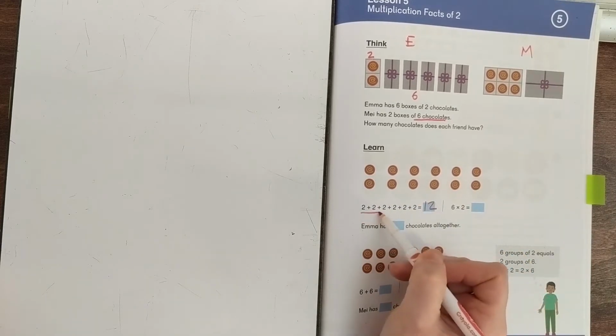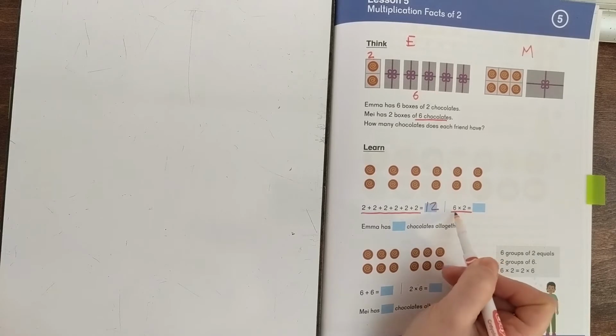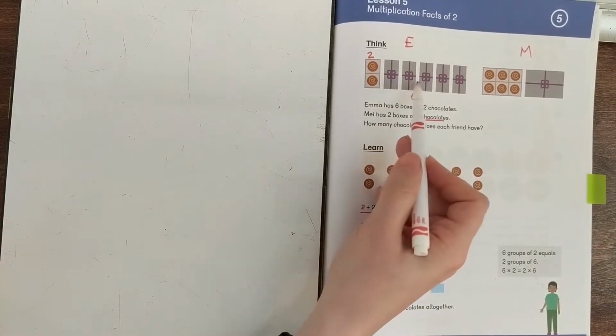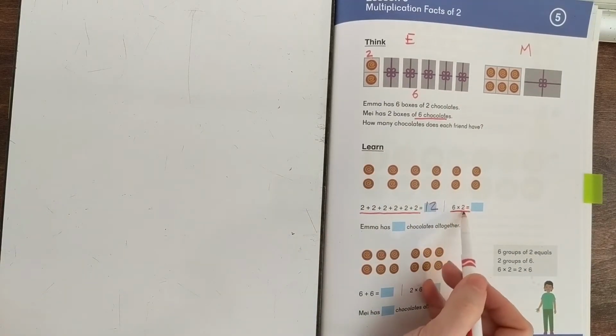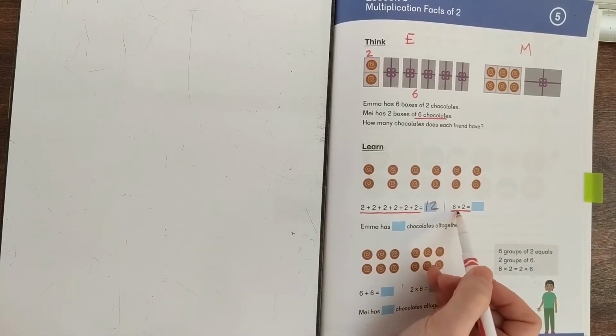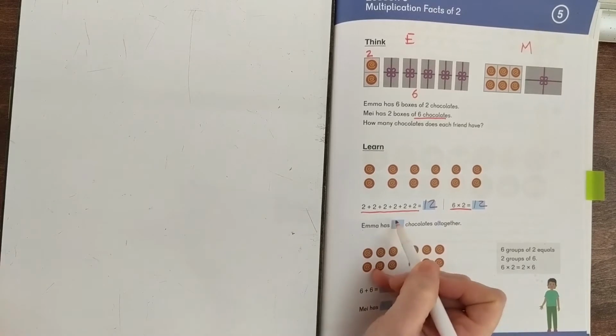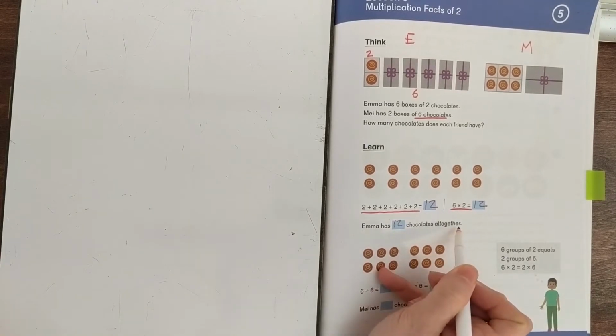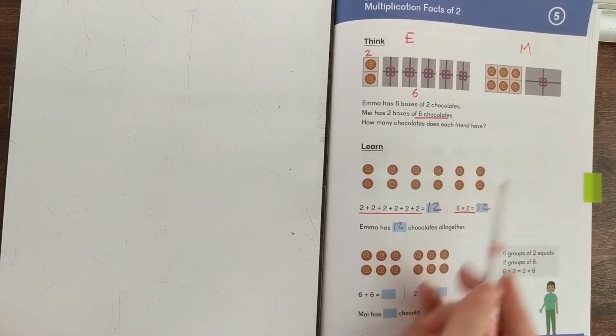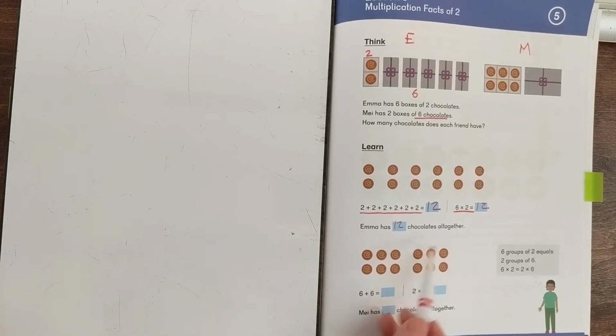Instead of writing all of this, we could have easily written 6 groups, 1, 2, 3, 4, 5, 6, and 2 in each box. 6 times 2 equals 12. Much quicker. Emma has 12 chocolates altogether. Now let's take a look at May's chocolates. Here they drew the pictures of their chocolates.